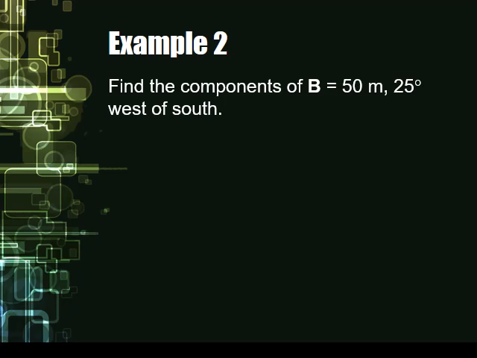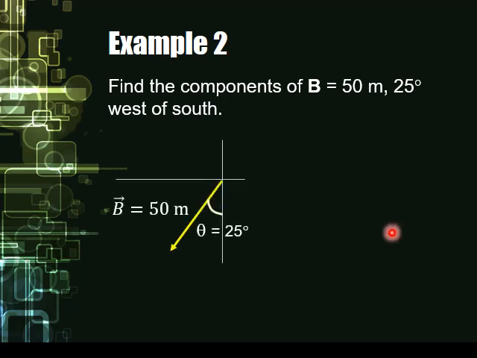Okay, now let's have another example. Example number 2, find the components of vector B, 50 meters, 25 degrees west of south. Parati nating unang gagawin, i-drawing muna natin siya. Sabi, 25 degrees west of south. Ano ulit sabi ko kanina? Kailangan magsimula tayo ng pagsusukat mula dun sa huling direction na binanggit. So, meron tayong south, dito ang south, pupunta ka sa west.